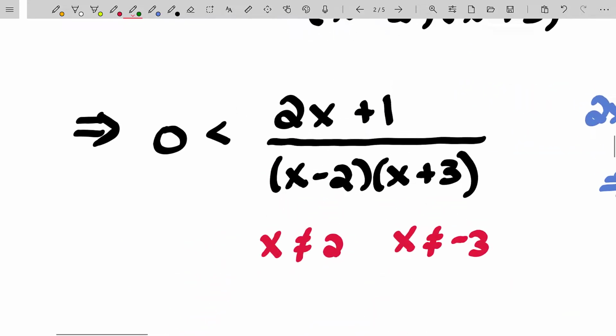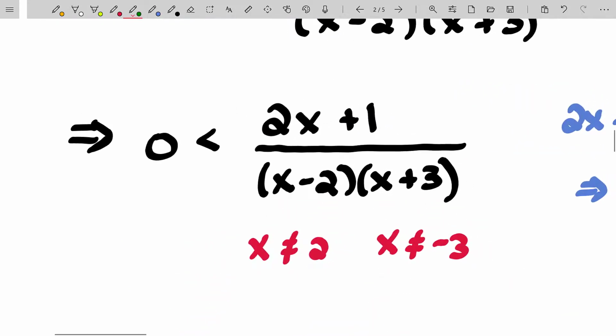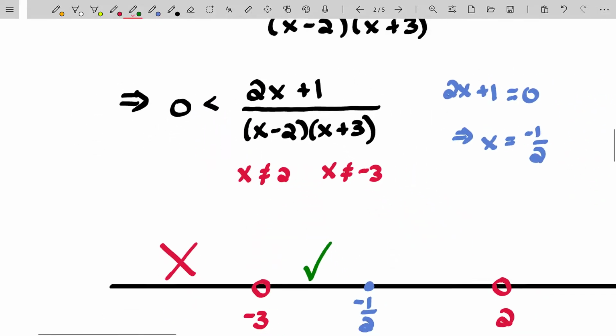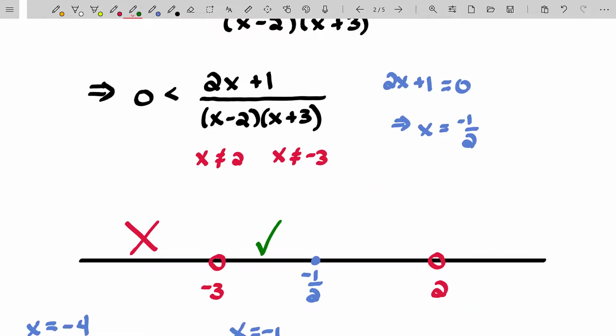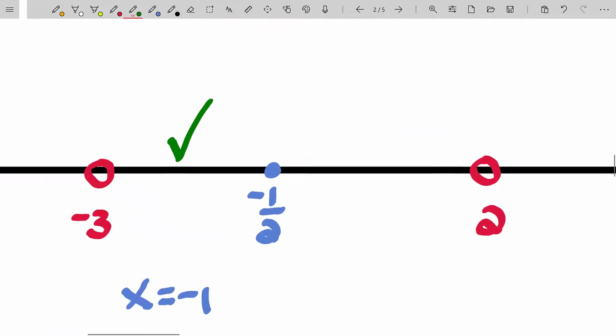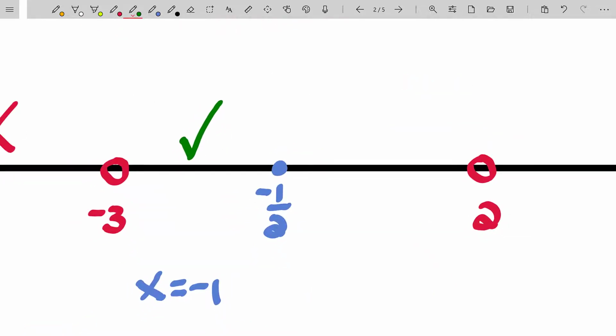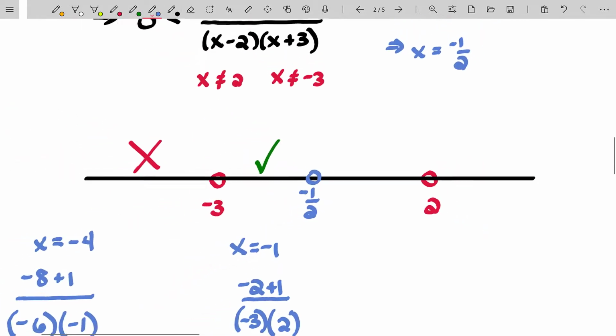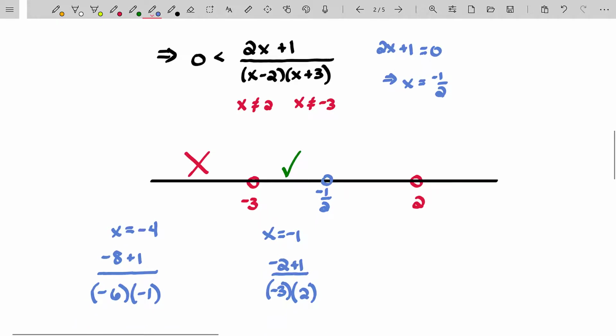Something else actually just occurred to me as we go through this. Notice this is a strict inequality. That is, we're not concerned with our fraction ever equaling 0. So, because our fraction will equal 0 at negative 1/2, I'm going to put an open circle at x equals negative 1/2 there instead of a closed circle. Again, that's just because I don't need our fraction to be 0. I want it to be greater than 0.